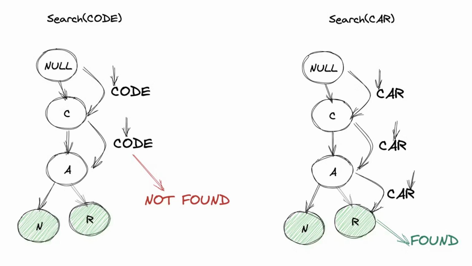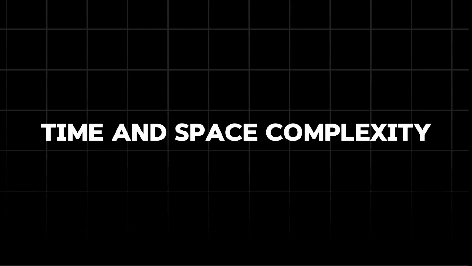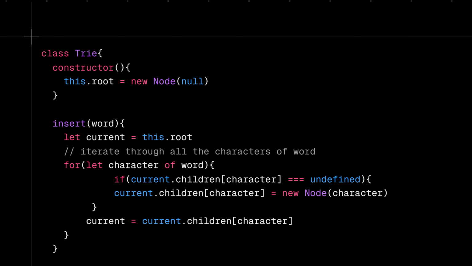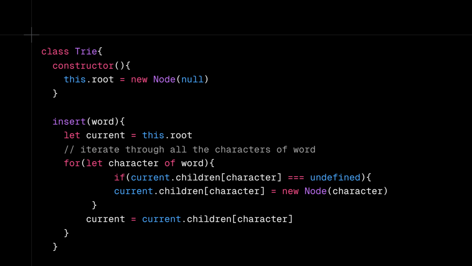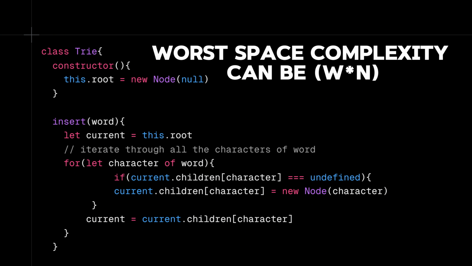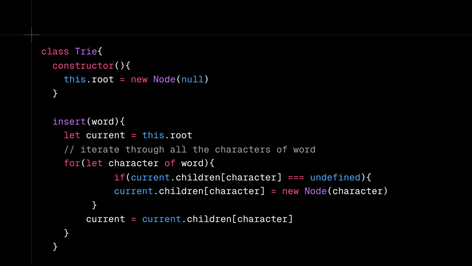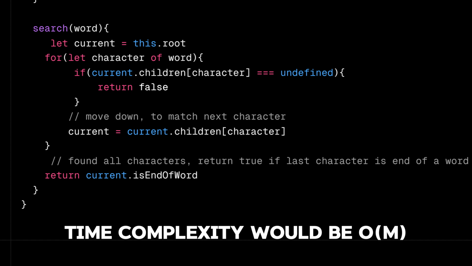Now let's talk about the time and space complexity. In the worst case, each character of all inserted words can take up a single node in a trie. So that would mean worst space complexity can be W multiplied by N, where W is the average number of characters per word and N is the total number of words in the trie. While the insertion and searching time complexity will be O(N).